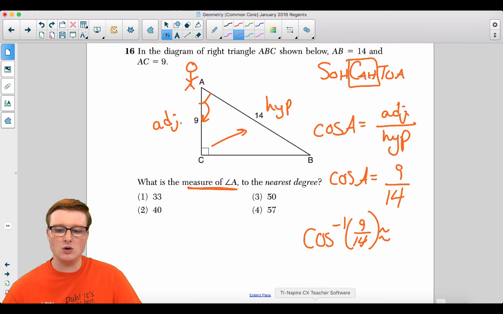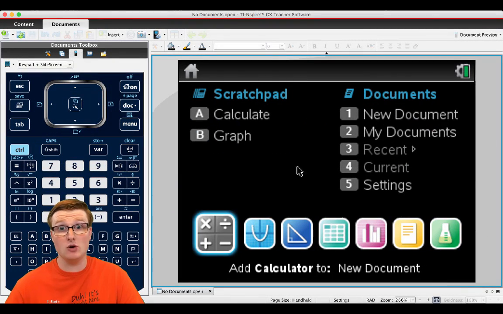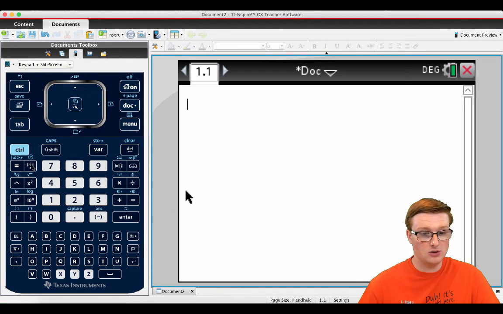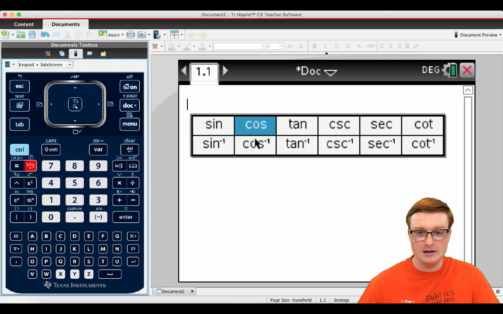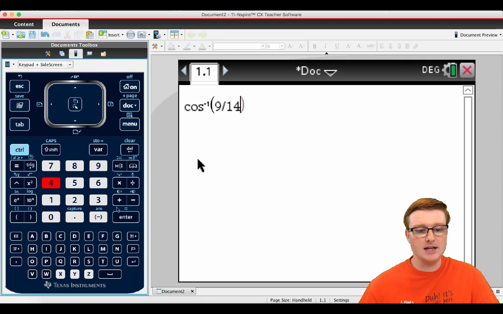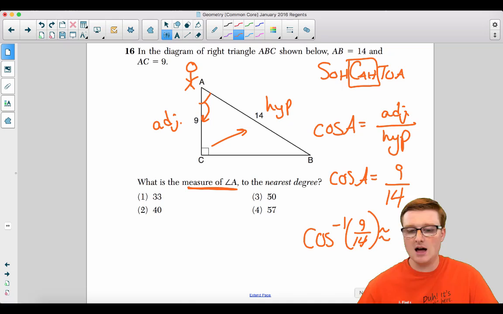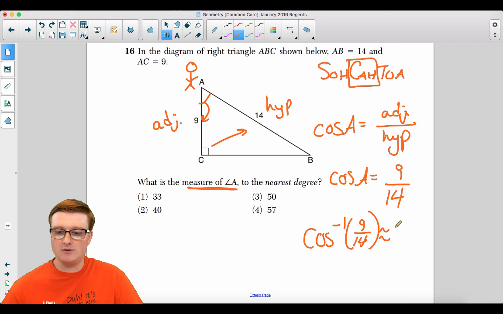So I immediately go to my calculator. Make sure that your calculator's in degree mode, by the way. And you go to the inverse cosine of 9/14, and that will give you 49.9. So that would be 49.9, approximate it to the nearest degree. That's going to be 50 degrees.